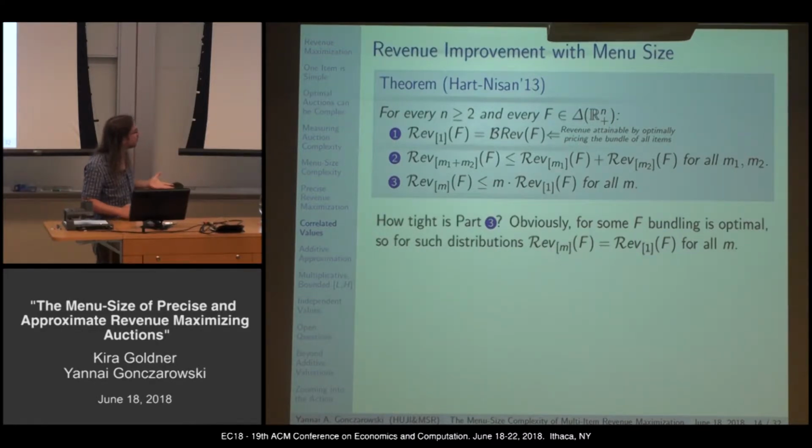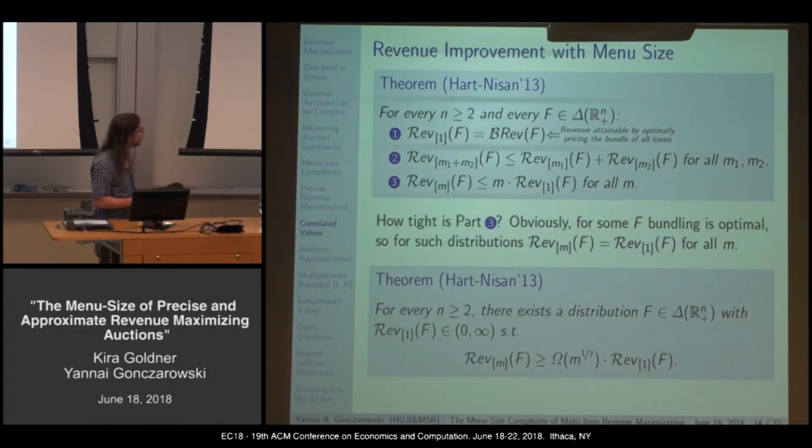But what you really want to ask here is: is this M tight, in the sense of, could I replace this M by something smaller? Is there any distribution for which I really get this factor of M? So here's a complementary theorem of Hart and Nisan saying that, once again fixing the number of items, there exists a distribution for which you get a growth of at least M to the 1/7. So you could not turn this M into less than M to the 1/7, at least in terms of asymptotics.